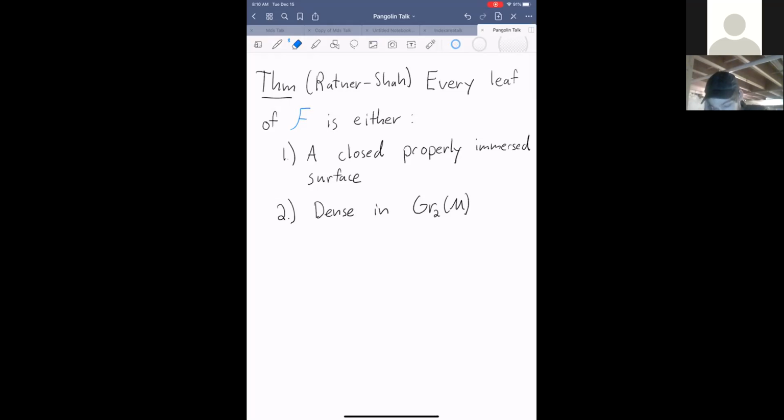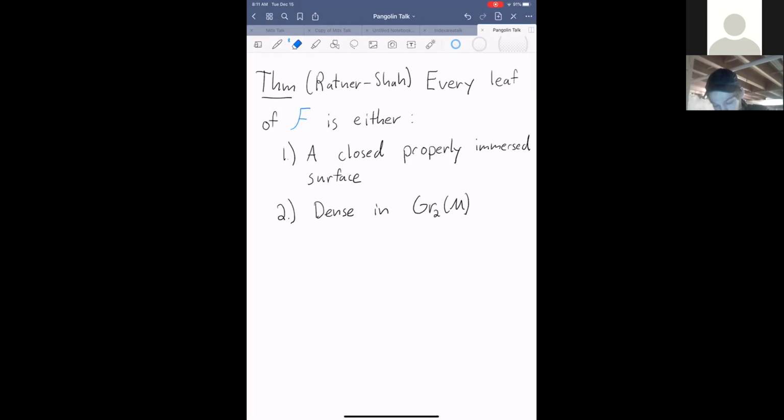So first, another way to say this theorem, if you haven't quite internalized what this foliation F is yet, is this: the universal cover of M is hyperbolic 3-space. So what this theorem is saying is, if you take a 2-dimensional totally geodesic plane upstairs in 3-dimensional hyperbolic space, the universal cover of M, and you project it down to M, then either it will close up to a proper surface, or else it'll go everywhere. Okay.